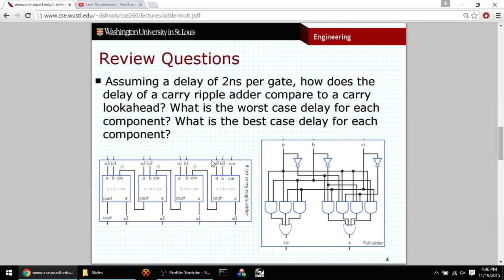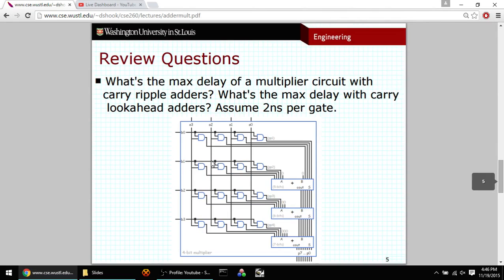Any questions about the adders? Let's shift over to multipliers then. So here's a multiplier. Here's how we did multiplication. So how does this work? I've got 2 4-bit values. I want to multiply them together. So what's the deal here? Why do I see a bunch of AND gates?